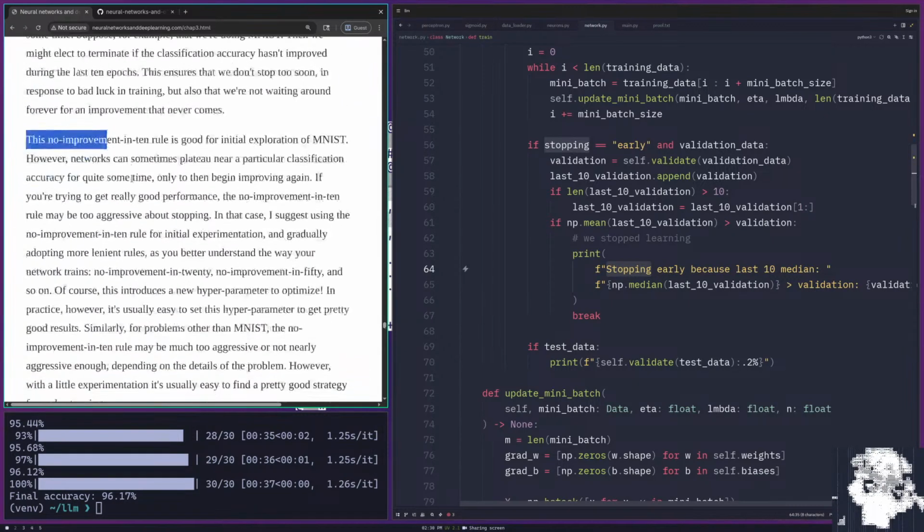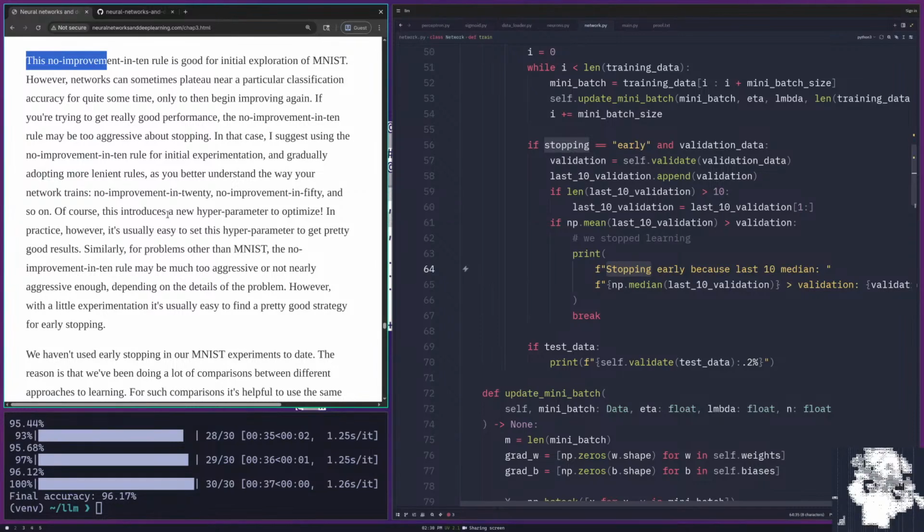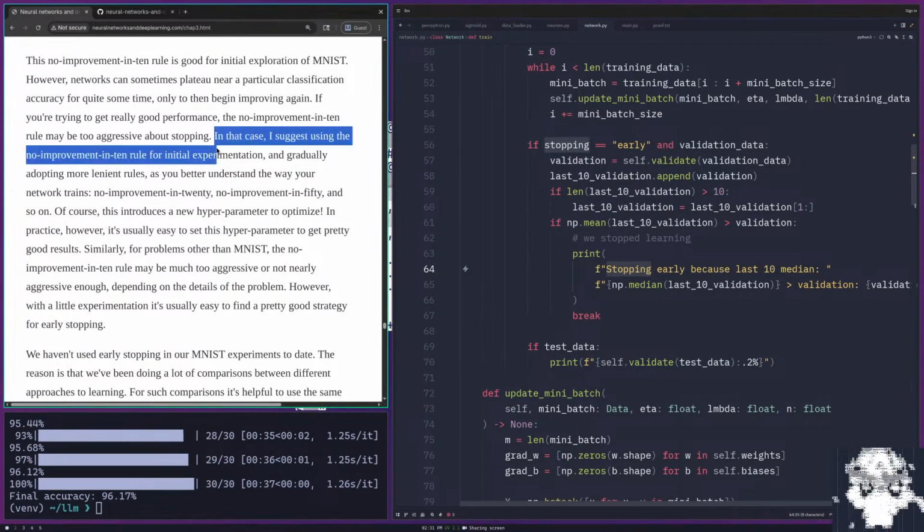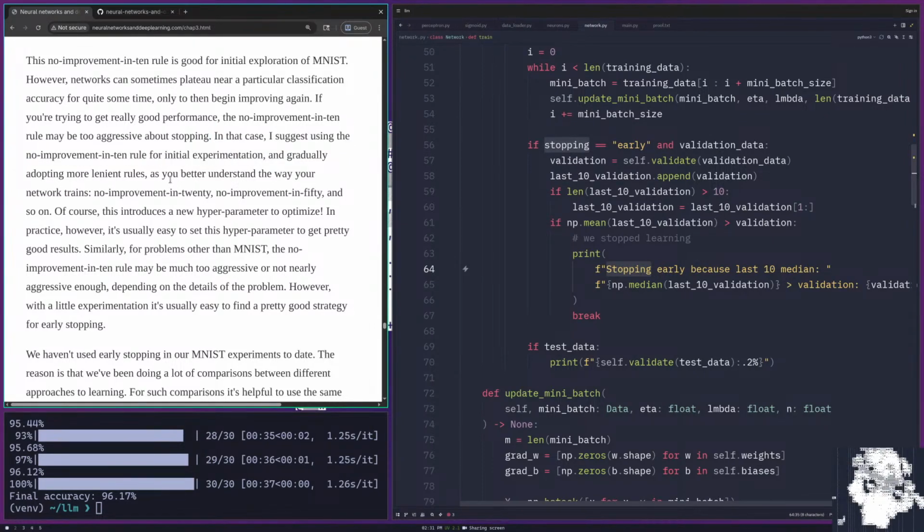This no improvement in 10 rule is good for initial exploration of MNIST. However, networks can sometimes plateau near a particular classification accuracy for quite some time, only then to begin improving again. If you're trying to get really good performance, the no improvement in 10 rule may be too aggressive about stopping. In that case, I can suggest using the no improvement in 10 rule for initial experimentation and gradually adopting more lenient rules as you better understand the way your network trains.